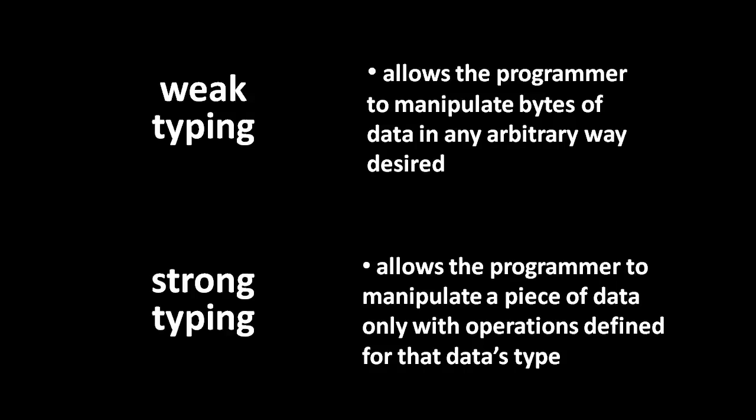Python, for example, combines strong typing and dynamic typing, while Java combines strong typing and static typing, and C combines weak typing and static typing. However, there's no language I know of which combines weak typing and dynamic typing.